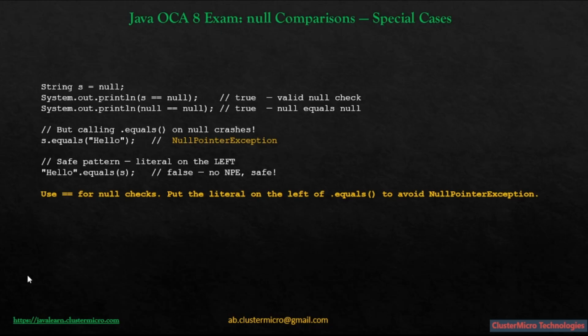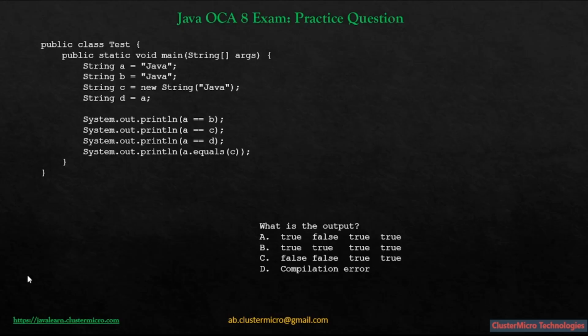Let's come to the practice question. So we have a equals b: same pool literal, true. a equals c: new string bypasses the pool, so it's false. Then a equals d: d is the same reference as a, so it's true. Then the last one, same content, so true. So the answer is true, false, true, true.